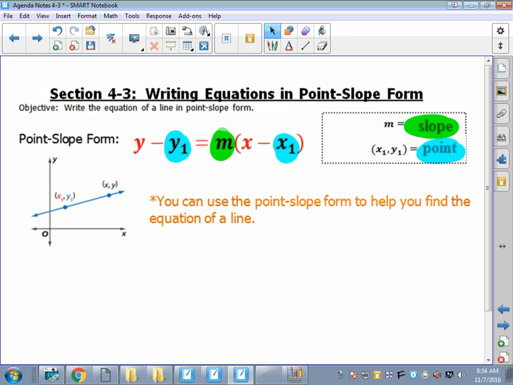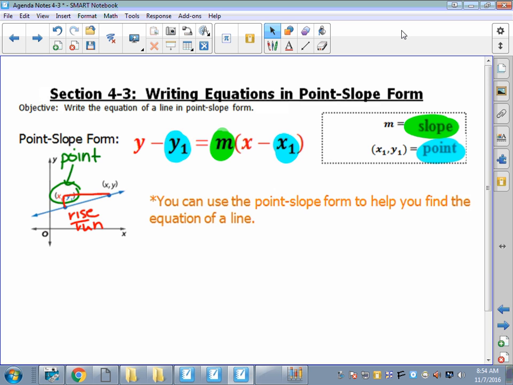So notice on this little graph right here, I've got a point, x1, y1. Notice the line's got a rise over run. We still are going to need to know the slope. We are going to need to know a point, and then we can go from there.